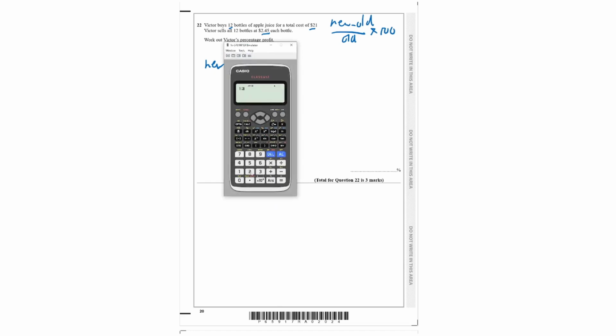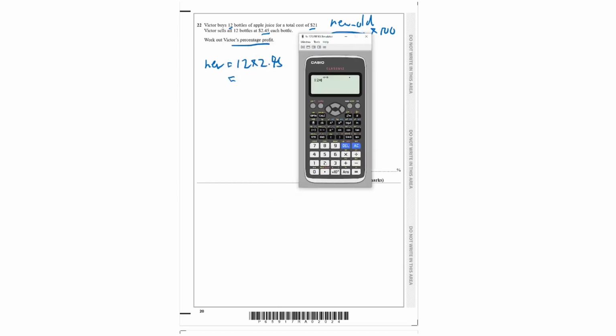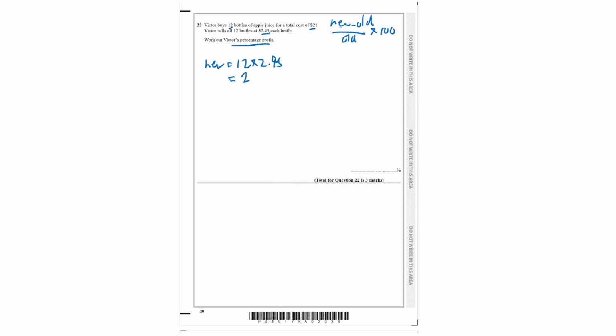We have 12 times 2.45 gives us 29.4. So he sells it at $29.4. The old value is the value he bought it at, and this is already given as 21. Now that we have everything we need, we can input it into the formula. We have the new value, which is 29.4, minus the old value, which is 21, divided by the old value, which is 21, and we multiply by 100.